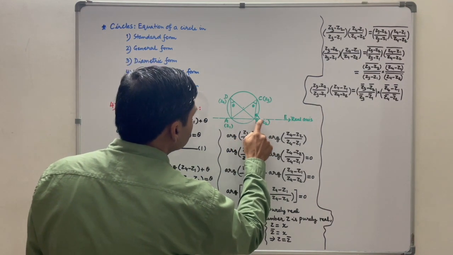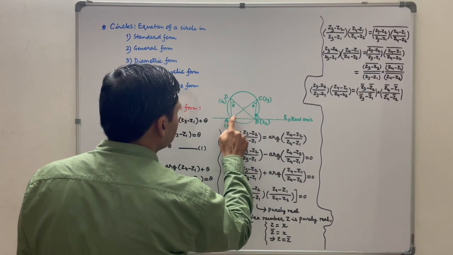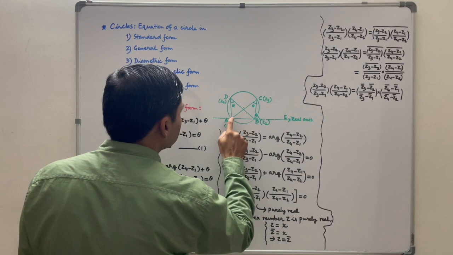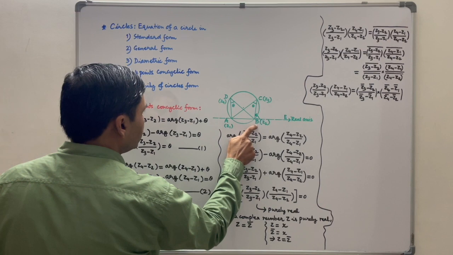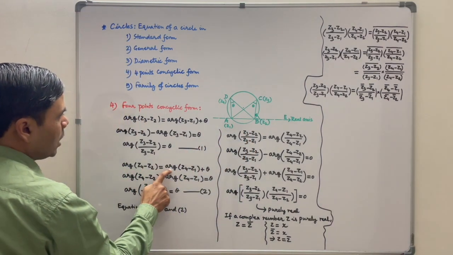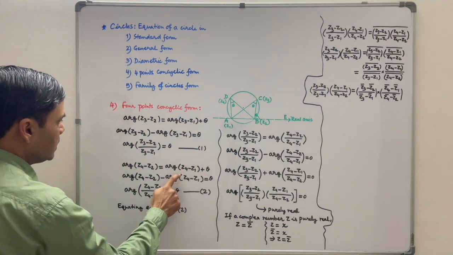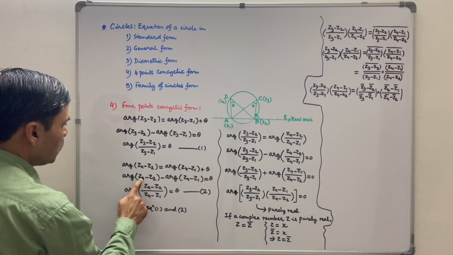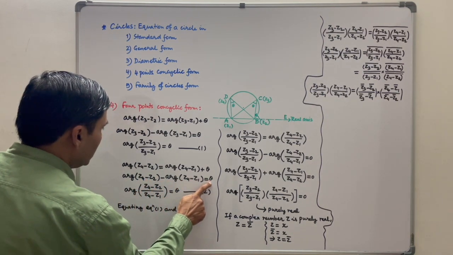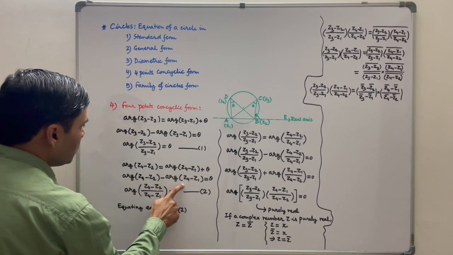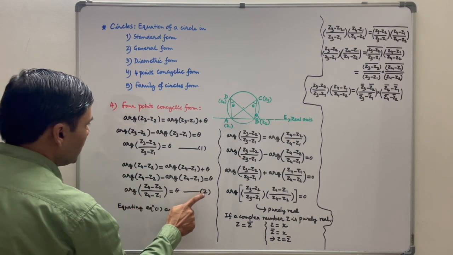Angle DBE is an external angle, which will be equal to the sum of the opposite internal angles, that is angle DAB plus angle ADB. So we can write argument of z4 minus z2 is equal to argument of z4 minus z1 plus angle theta. Now we can change the sides and write argument of z4 minus z2 minus argument of z4 minus z1 is equal to theta. Now again, argument of x minus argument of y can be written as argument of x by y. This is equation number 2.